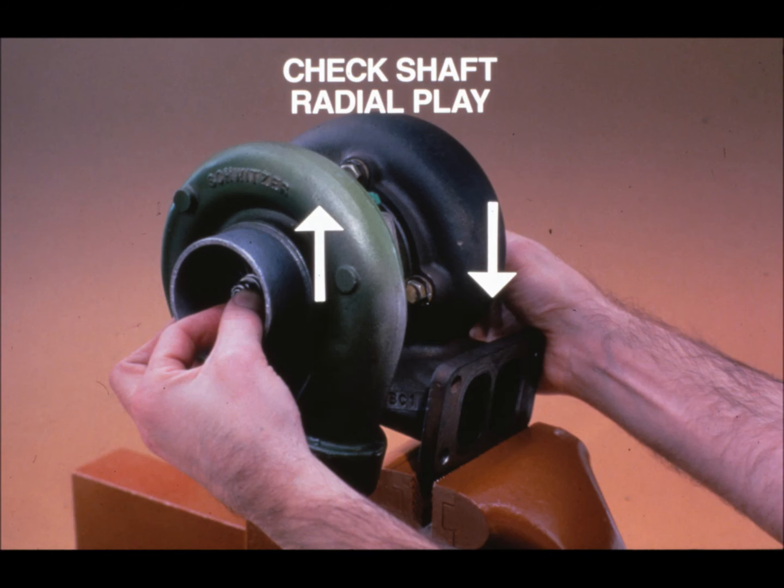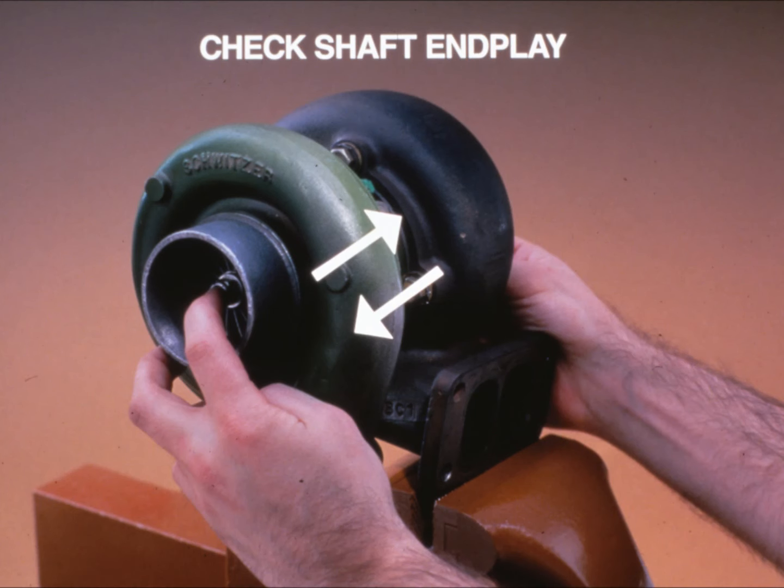Next, pull up on the compressor wheel end of the shaft and press down on the turbine end of the shaft while rotating the shaft. The wheel should not contact the housing at any point. There will be some play because the bearings inside are free-floating. Check shaft end play by moving the shaft back and forth while rotating it. There will be some end play, but not to the extent that the wheels contact the housings.